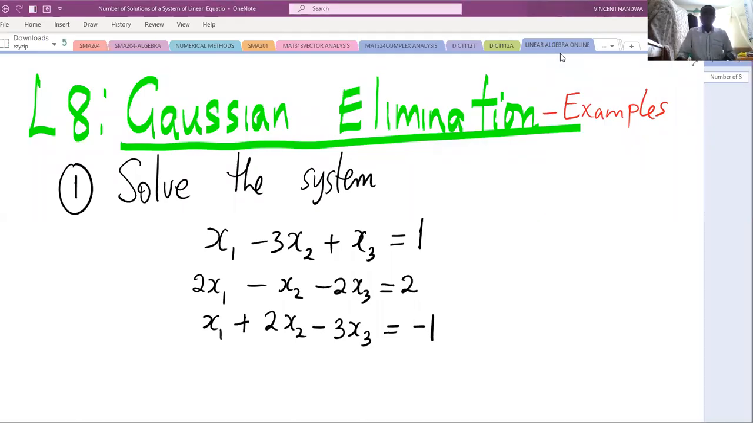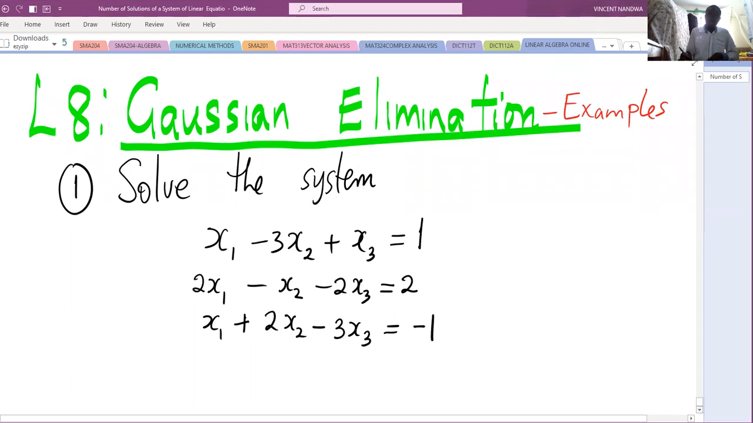So welcome. In this short video lecture, we are going to give more examples on application of Gaussian elimination method to solving systems of linear equations. So the system that we start solving is given by x1 minus 3x2 plus x3 equals 1, 2x1 minus x2 minus 2x3 equals 2, and x1 plus 2x2 minus 3x3 equals -1.